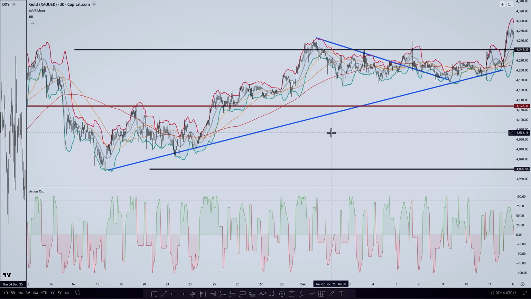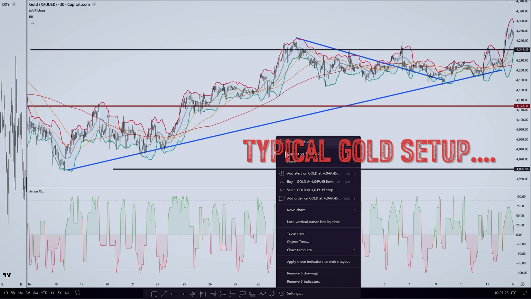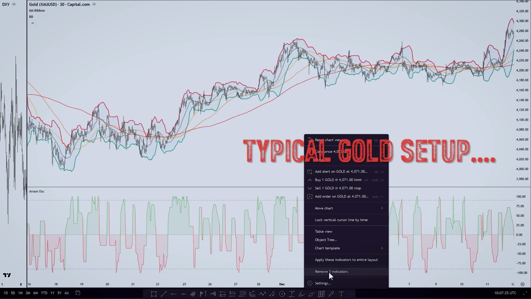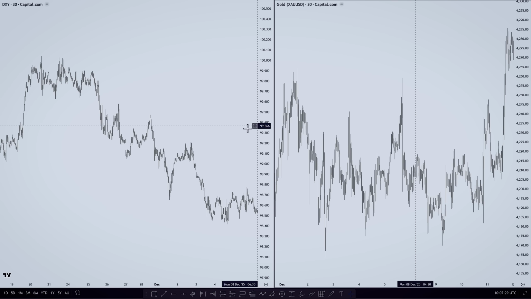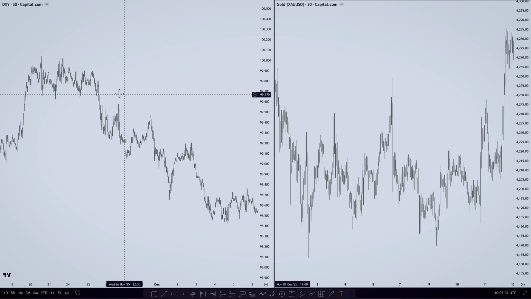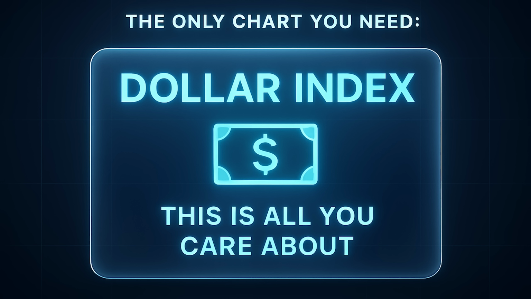Most traders make their gold charts way too complicated. Indicators stacked on indicators, trend lines everywhere, Fibonacci levels all over the place. They can't even see the trade anymore. Here's what my chart looks like. Clean, simple, and obvious. First, I open dollar index. This is the only chart I care about.